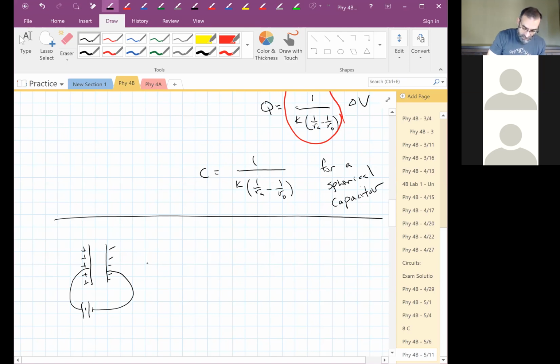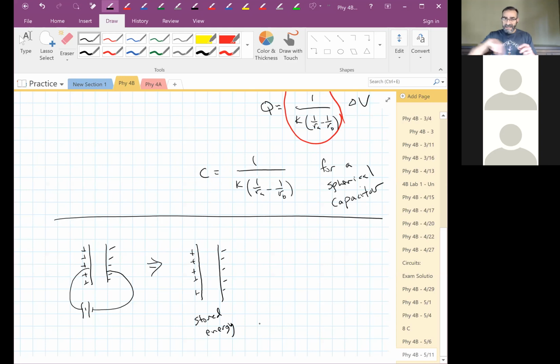Then you remove the battery. And we've got this stored energy. Because those charges, where can they go? When you remove the connection through the battery, those charges are stuck on the plates of that capacitor. They can't go anywhere. So they'll just stay like that. We've got this stored energy.